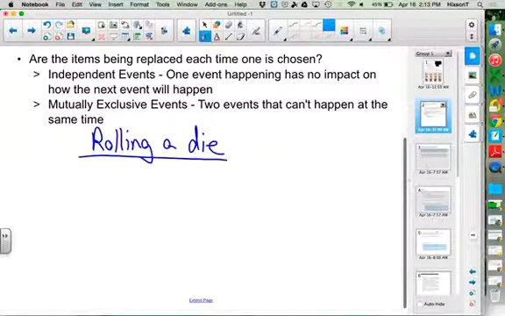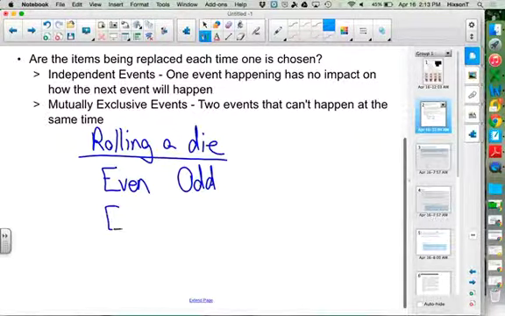Okay? Let's say one of my events is rolling an even number. What is something that's impossible to do if I roll an even number? Roll an odd number. I'm only rolling one number, and there are no numbers that are both even and odd. So those would be mutually exclusive events.